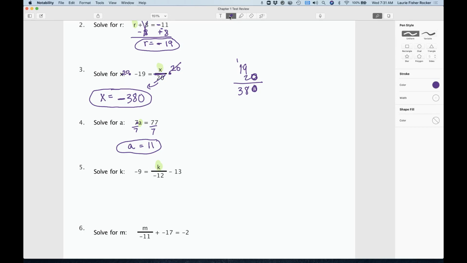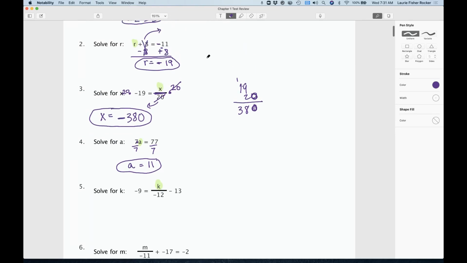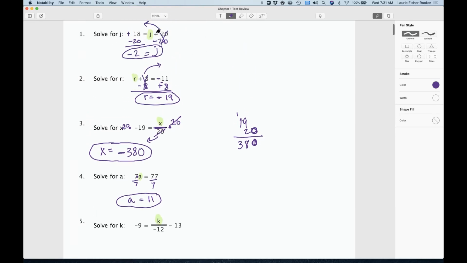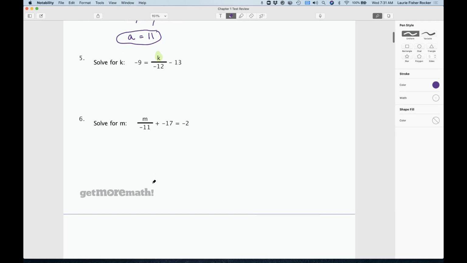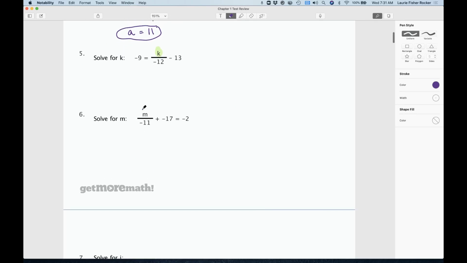So on all of these problems before, one of the things you'll notice is that they only had one thing that we had to get rid of. So now we're moving into problems that have 2 things to get rid of. Okay, so the 2 things here, I need to get rid of this, and then I need to get rid of this.